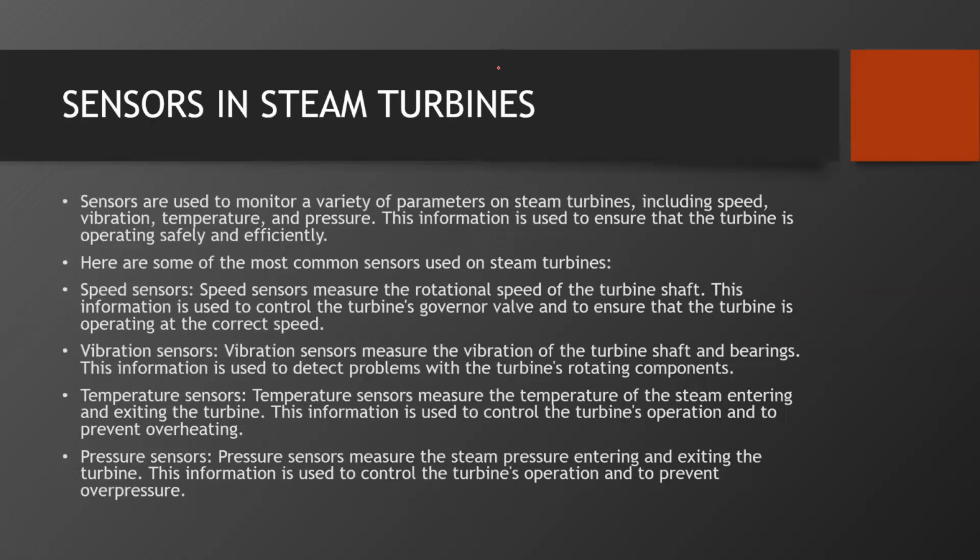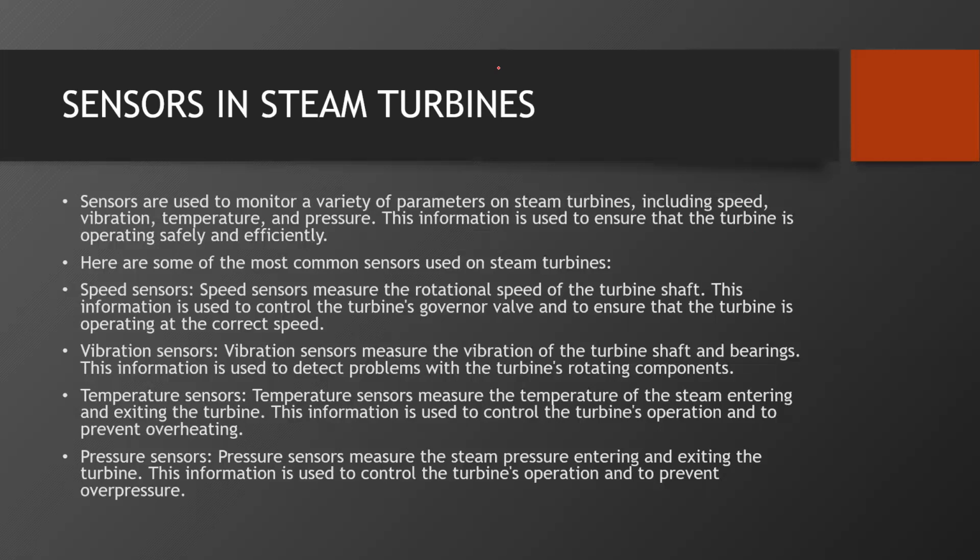Sensors in steam turbines. Sensors are used to monitor a variety of parameters on steam turbines, including speed, vibration, temperature, and pressure. This information is used to ensure that the turbine is operating safely and efficiently. Here are some of the most common sensors used in steam turbines: speed sensors, vibration sensors, temperature sensors, and pressure sensors. Speed sensors measure the rotational speed of the turbine shaft. This information is used to control the turbine's governor valve and ensure the turbine is operating at the correct speed.